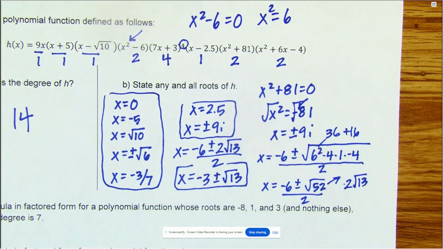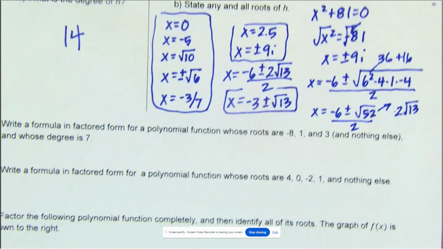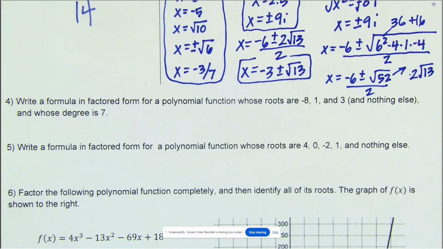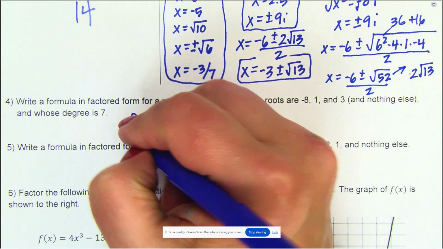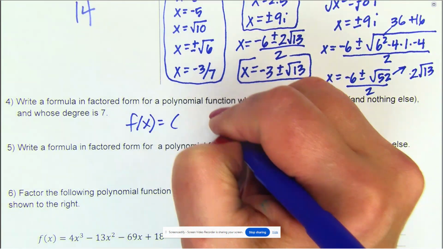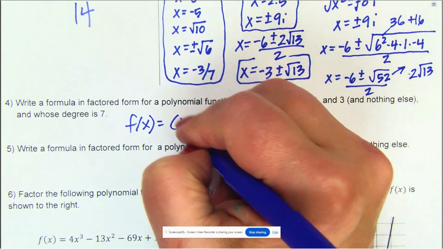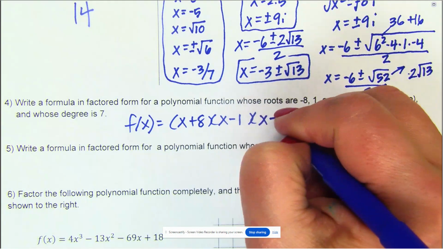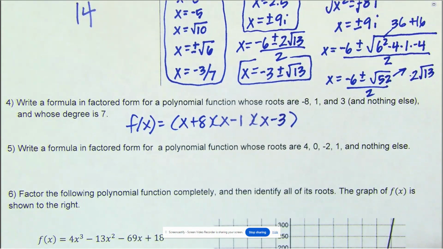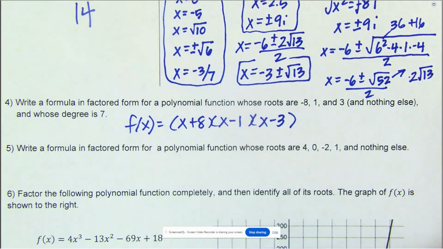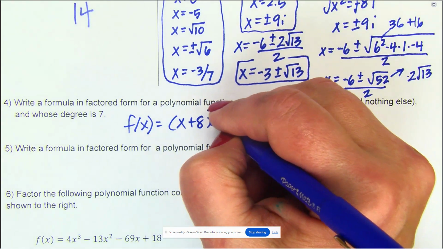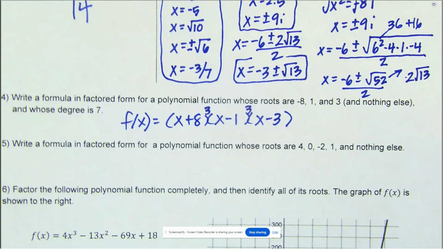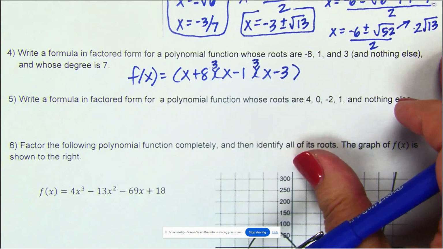Okay. All right, write a formula in factored form for a polynomial whose roots are negative 8, 1, and 3, and nothing else, and whose degree is 7. So 1, 2, 3, we're going to have 3 roots. So it's got a plus 8, a minus 1, and a minus 3, and I need degree 7. Right now this is a degree 3. So answers could vary here. I could go 1, 2, 3, 4, 5, 6, 7. You could put lots of different powers on there to make it equal 7.